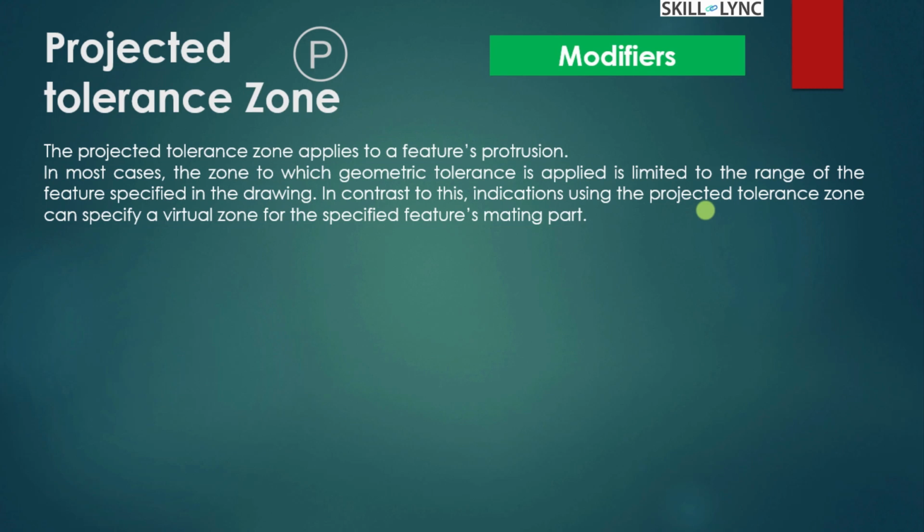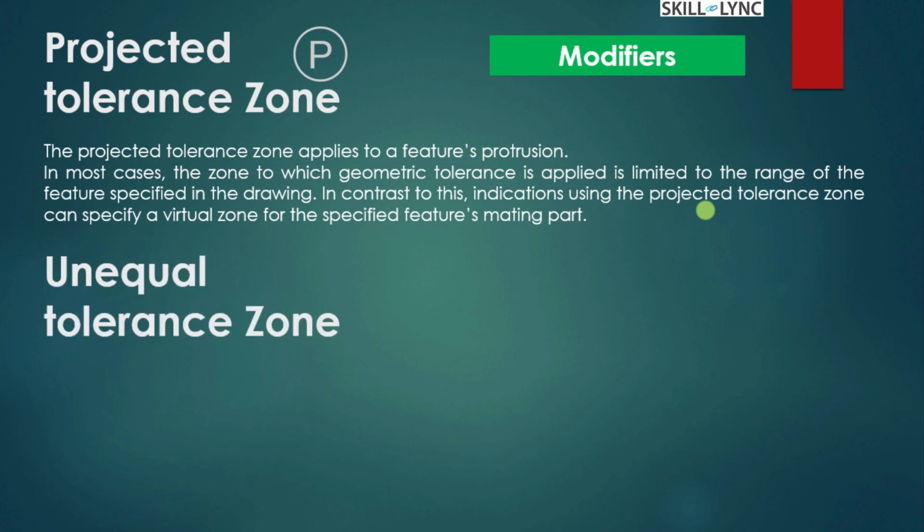So for example, this can be applied to a bolt and a hole or a shaft. So for those kinds of features, you can align those tolerance zones. So this is useful for stack up analysis of your assembly. So next is the unequal tolerance zone represented by U.